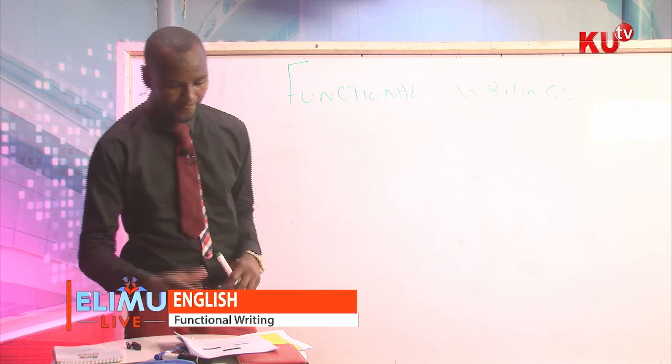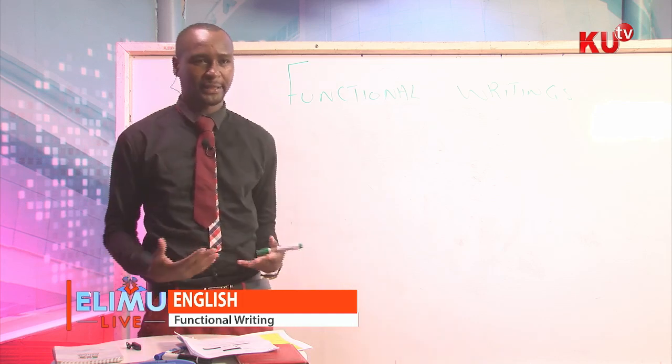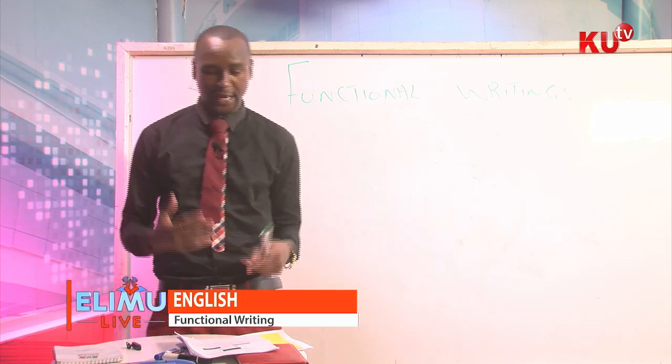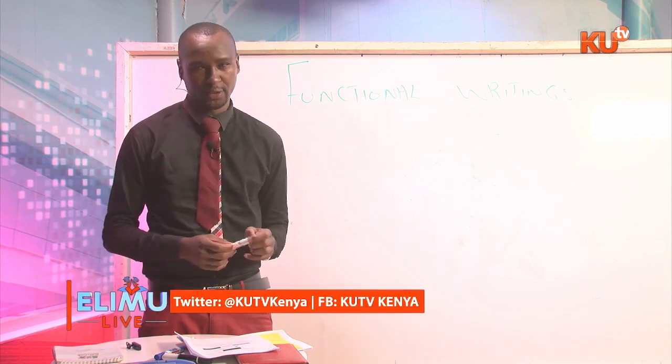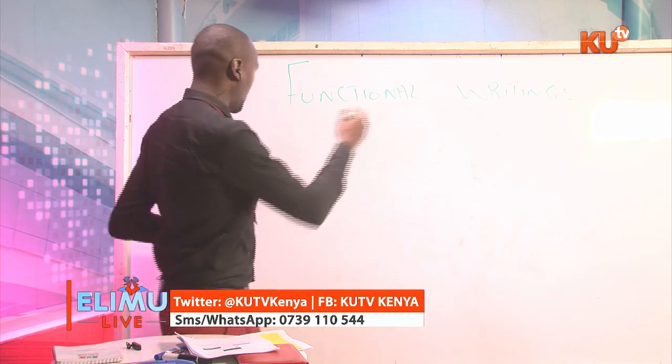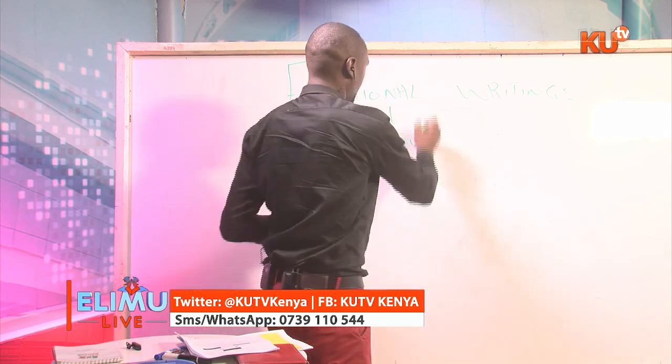So today, first, I'll try to explain how it is tested. Functional skills are tested in English paper 1. The first question, question number 1. And how is it tested? Let me illustrate.